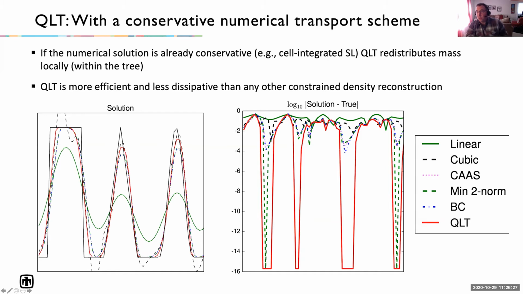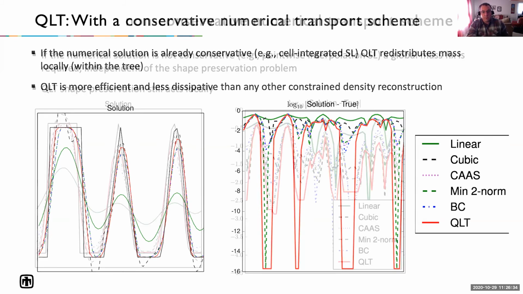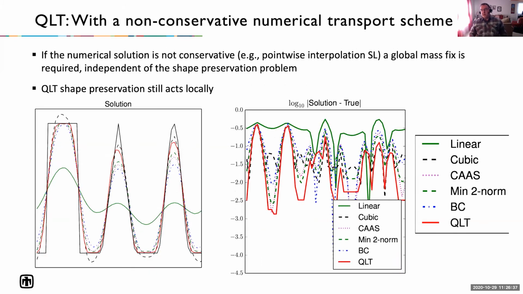But as I mentioned, we're not doing mass conservative transport, right? We're doing interpolation semi-Lagrange, not cell integrated. So we test it there too. And since the numerical method itself now is not conservative, there's no way around it. You're adding global mass everywhere. You can't just create local mass information when you have none to begin with. So you end up with a global fixer. But here still, if we look at the error, quilt is maintaining the zeros better than every other method that is in common use.